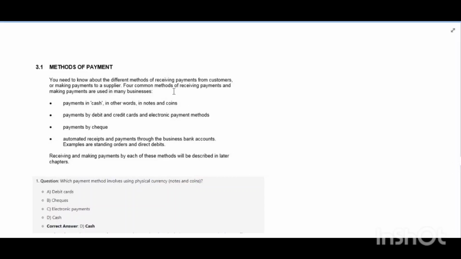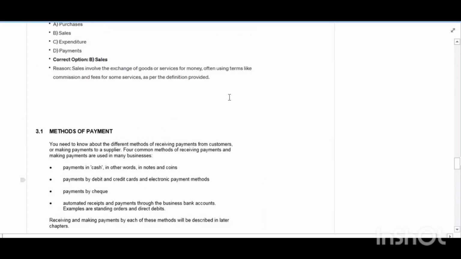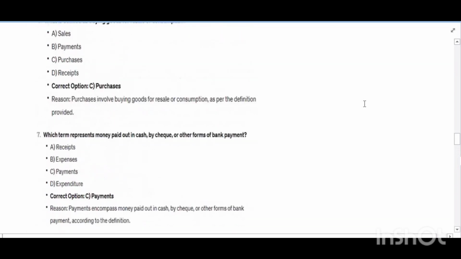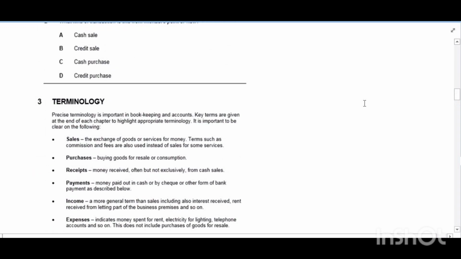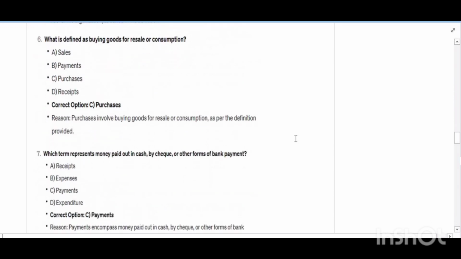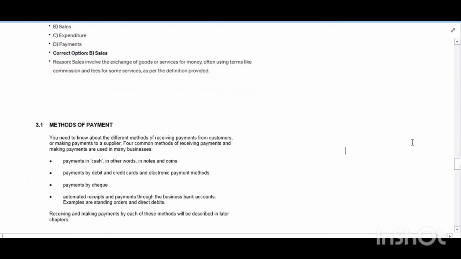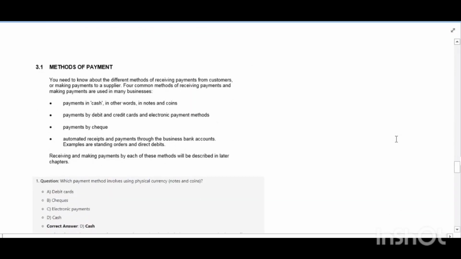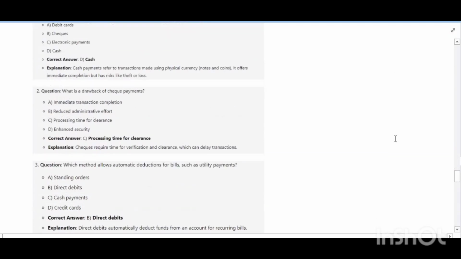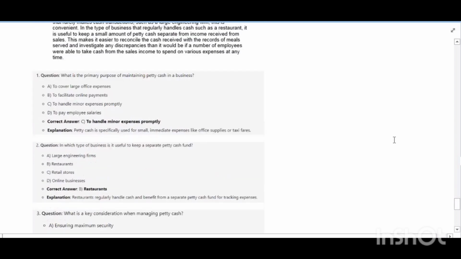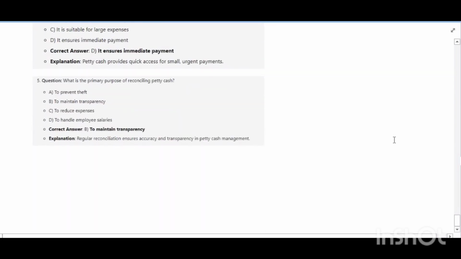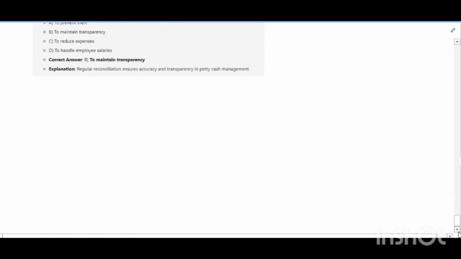Okay, I think we have already discussed the topic of terminology, and now we have to study methods of payment in this lecture, and then we'll also do some MCQs. After that, we'll discuss something about petty cash, and after that, a few more MCQs. Okay, so let me start from here.